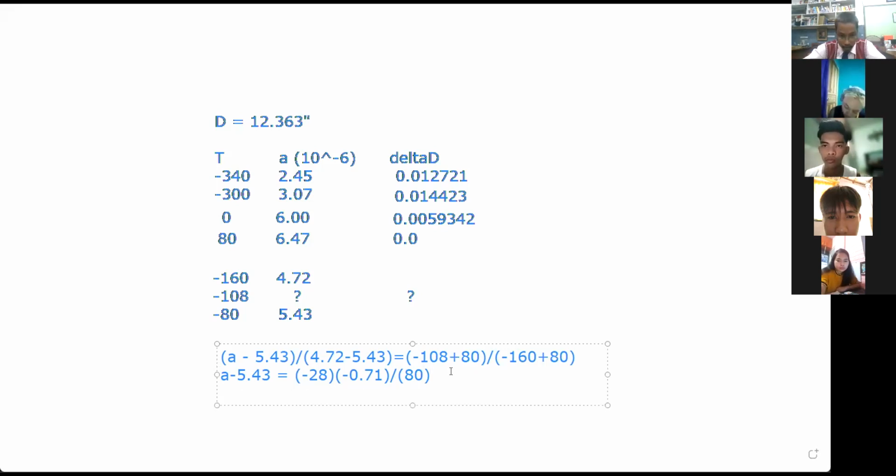Okay. So transfer this part to the other side so we can find the value of alpha. So it will become positive because it is negative. Then this part, negative times negative will become positive. So it will also become positive. That is 28 multiplied by 0.71 divided by 80.